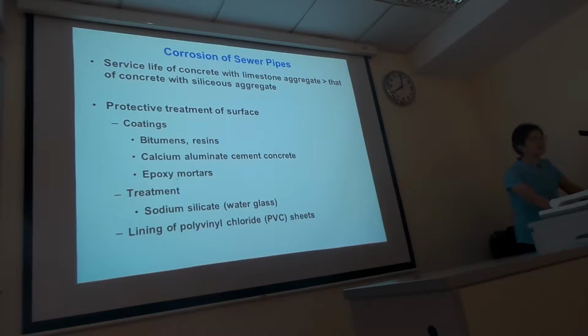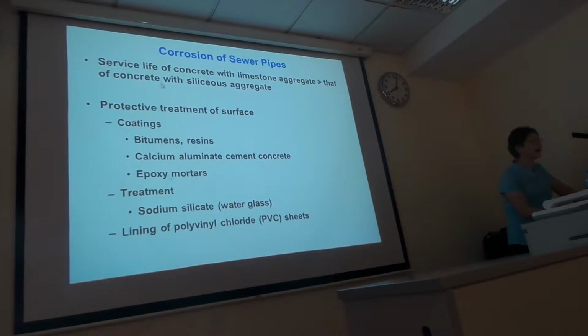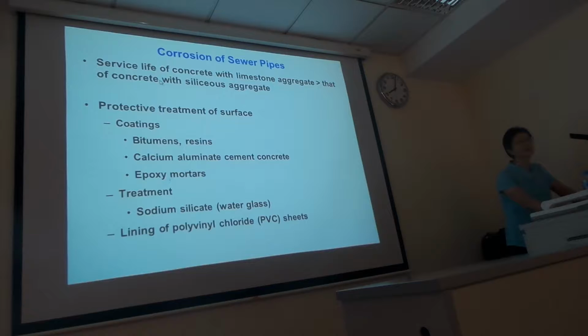So when we talk about this deterioration of sewage pipe due to the attack of sulfuric acid, in principle, this also affects the cement paste, right? However, the observation from real life also indicates that aggregate has some influence on the deterioration of sewage pipe. It has been observed in real life that if the concrete is made with limestone, then the service life of the concrete is greater than that of concrete made with siliceous aggregates.